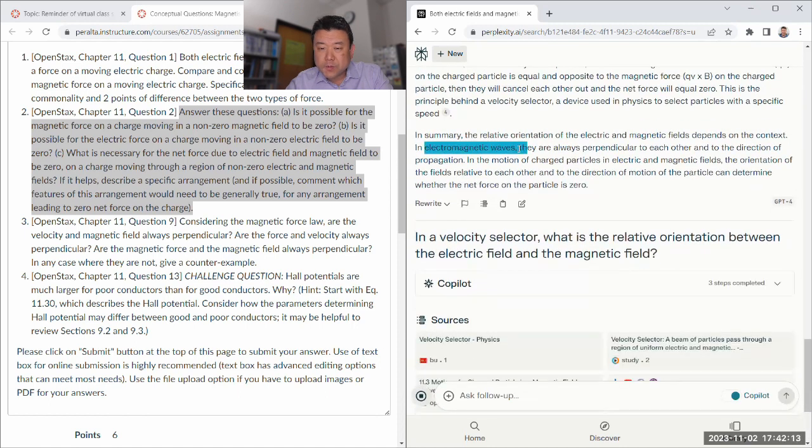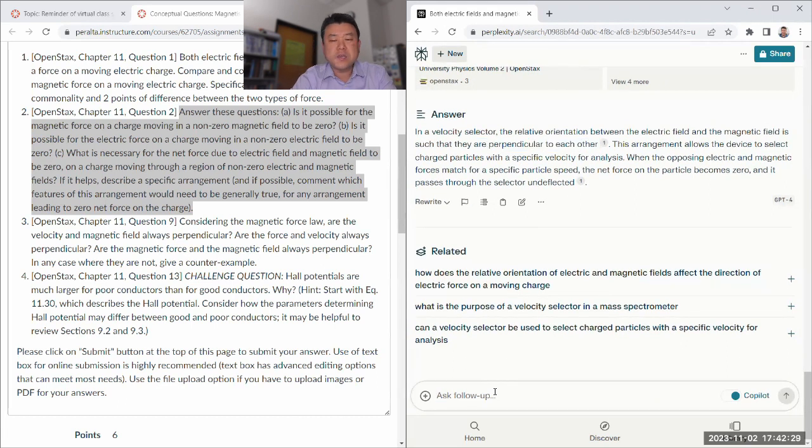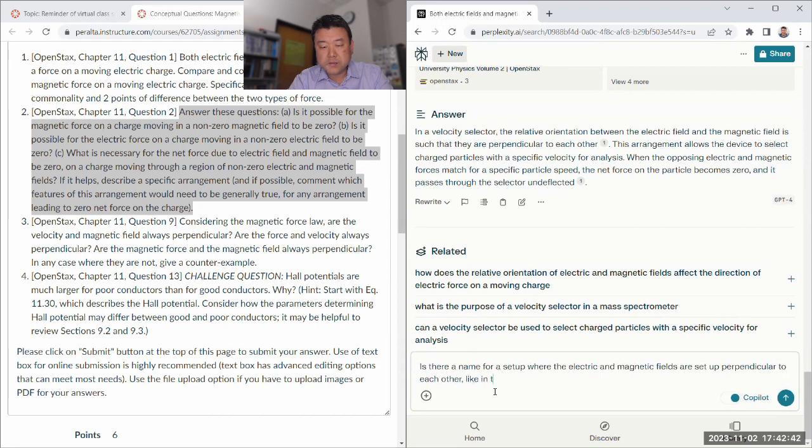Yeah, I'm not asking about waves right now. In a velocity selector, the fields are set up so that they're perpendicular to each other. So I wonder if we will get to the name "crossed fields." Is there a name for a setup where the electric and magnetic fields are perpendicular to each other, like in a velocity selector?